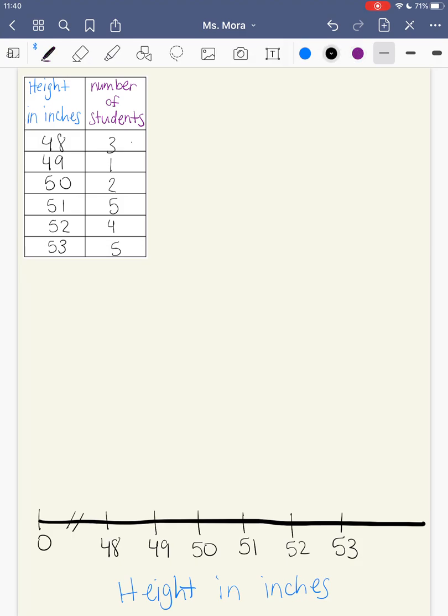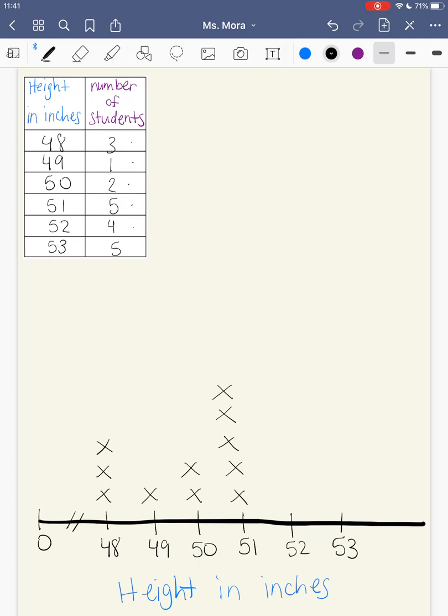So I have 3 students that are 48 inches tall. So I'm going to draw 1, 2, 3 X's. Then I have 1 student who's 49 inches tall. I have 2 students who are 50 inches tall. 5 students that are 51 inches tall. And remember, we're drawing our X's about the same size, okay? So that you can see just by looking at my line plot that there are more students that are 51 inches tall than 48 inches, okay?